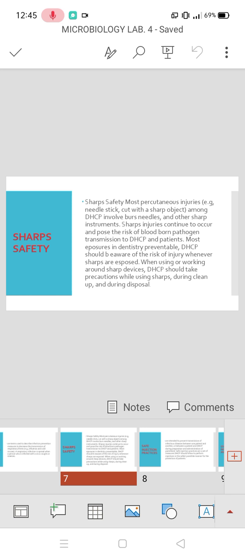Sharps safety. Sharps injuries mean percutaneous injuries, such as a needle stick or cut with a sharp object, among DHCP involving burs, needles and other sharp instruments. Sharps injuries continue to occur and pose the risk of bloodborne pathogen transmission to DHCP and patients. Most exposures in dentistry are preventable. DHCP should be aware of the risk of injury whenever sharps are exposed. When using or working around sharp devices, DHCP should take precaution while using sharps, during cleanup and during disposal.